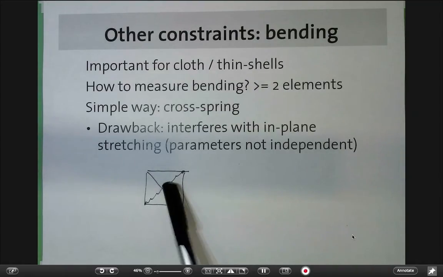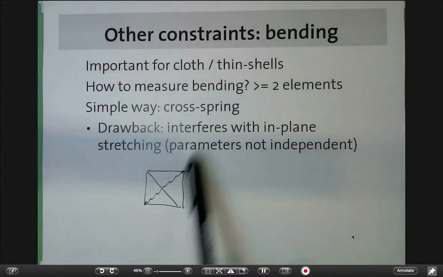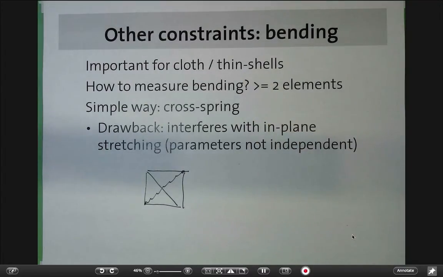The problem is that it also interferes with in-plane stretching. If I put the spring there, it's not only resisting bending, it's also resisting stretching in that direction, and maybe that's not what I wanted. Also it gets trickier if I don't have a completely flat rest pose. Then the cross spring might not work ideally.